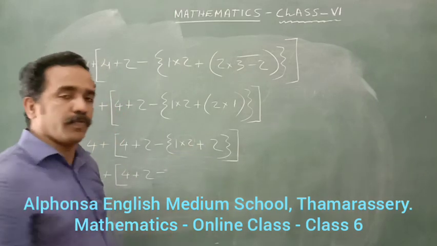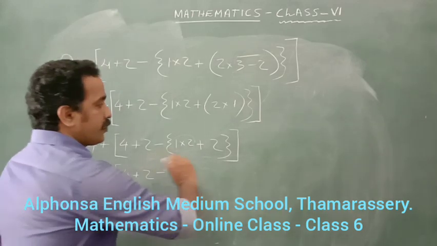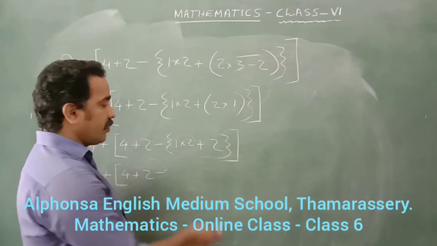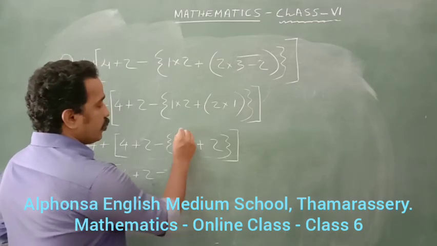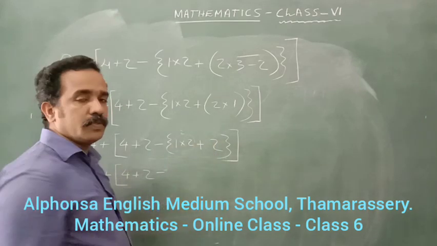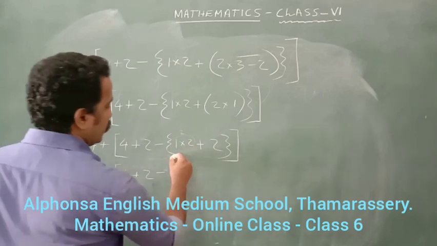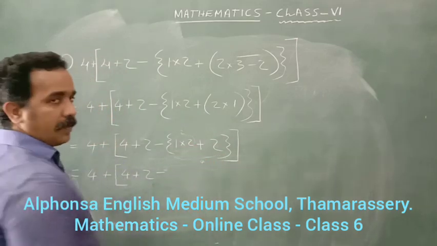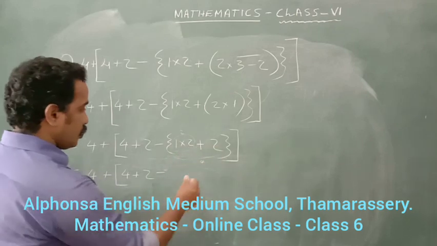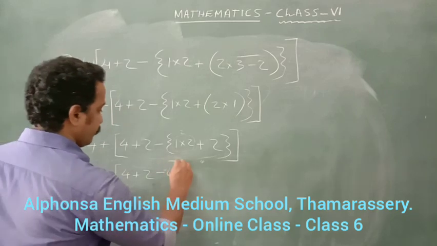1 into 2 you have to do first, because from left to right, multiplication and division you have to do first. 1 into 2 is 2, then 2 plus 2, 4. So inside the bracket the total value is equal to 4 only. So remove this bracket and write 4 here.